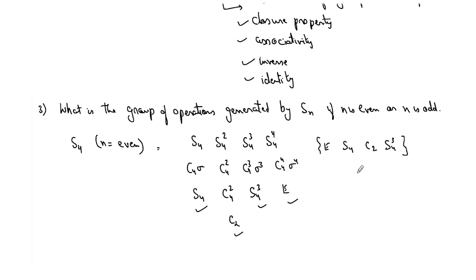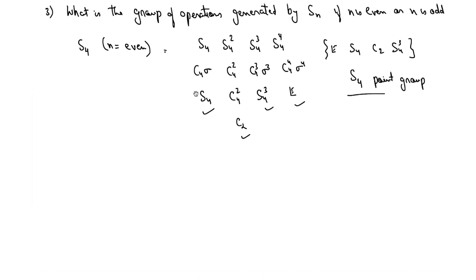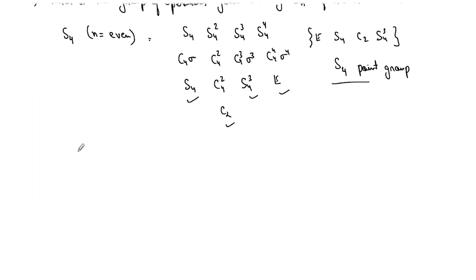Now these are the set of elements which will form the S4 point group, right? So that is easy to identify. For n equal to even, if we are generating operations of S4, you will get the S4 point group back. Now let us say for n equal to odd, what is the case? Let's consider a simple case of 3, because 5 will be too long.